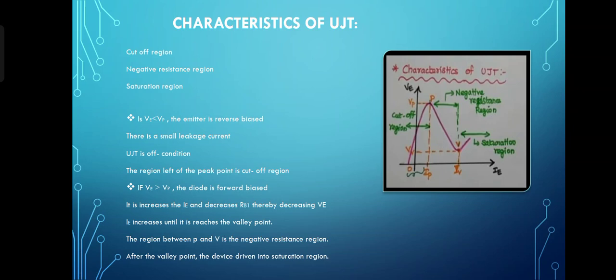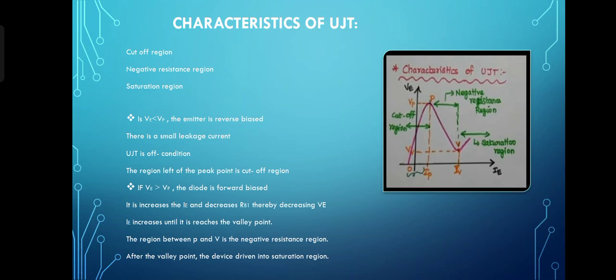Characteristics of UJT. In UJT there are three regions: cutoff region, negative resistance region, and saturation region. If VE is less than VP, the emitter is reverse biased. There is a small leakage current and the UJT is in the off condition. The region left of the peak point is called the cutoff region.